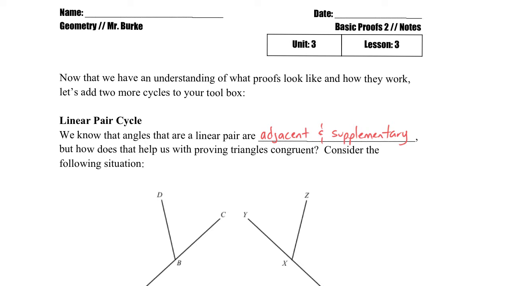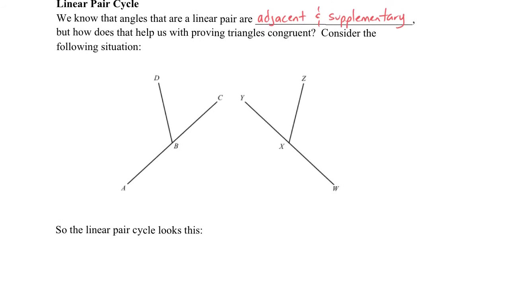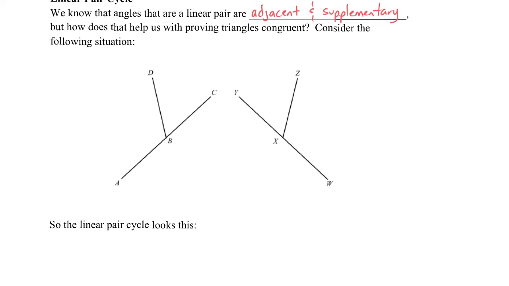Okay, but we're trying to figure out things that are congruent. So how does knowing that angles are supplementary really help us out? Well, let's take a look at this situation right here. Here I have two pairs of angles that are both linear pairs. So I've got this angle here and this angle here. They make up a straight line, they're supplementary, and they share a ray. So this is a linear pair, and this is a linear pair as well.